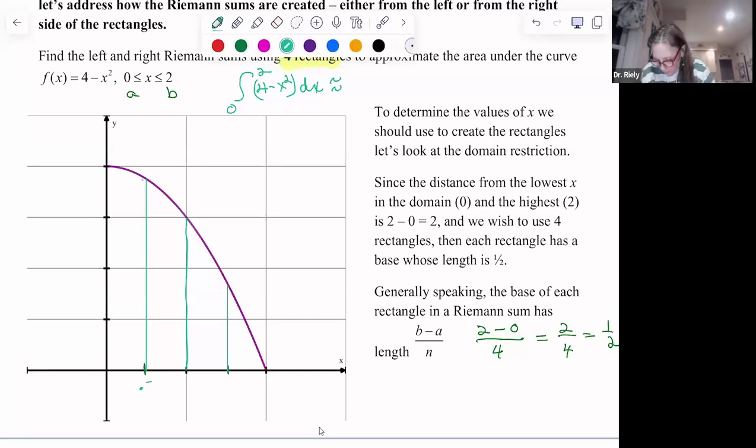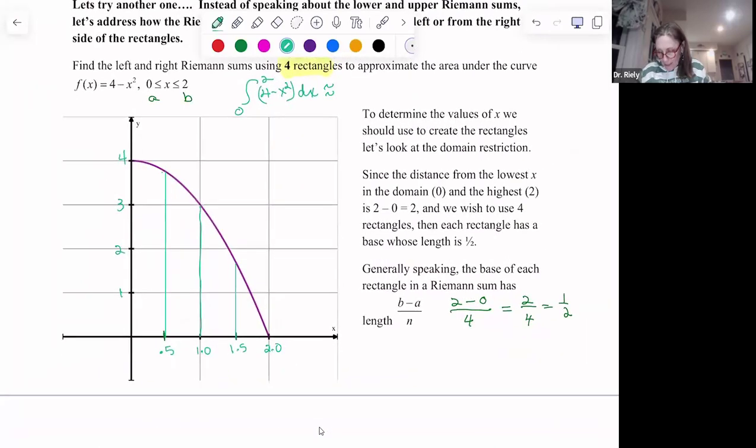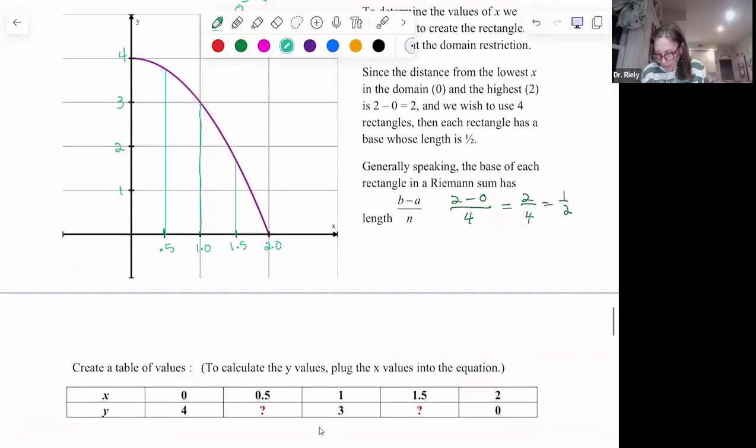This is going to be 0.5. That's going to be 1.0. This is 1.5, and this is 2.0. Then according to here, this is 1, 2, 3, 4. And then I can use my x values to get an exact figure for my y values as needed. So with that in mind, now that I know what it's going to look like, I'm going to come down here and fill in this chart.